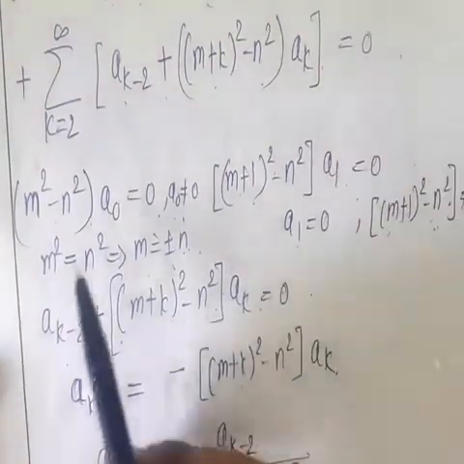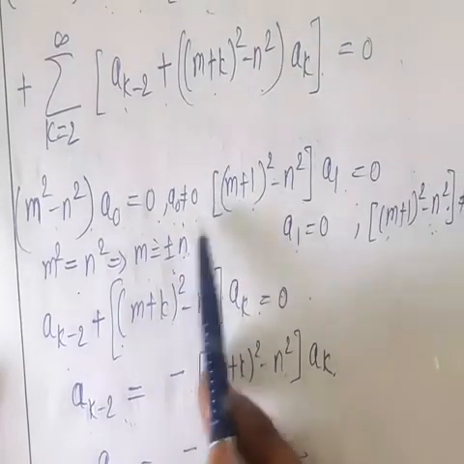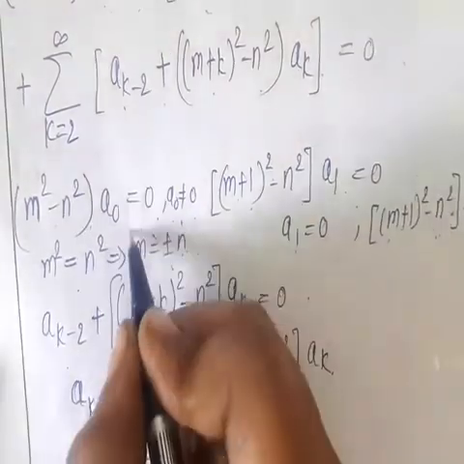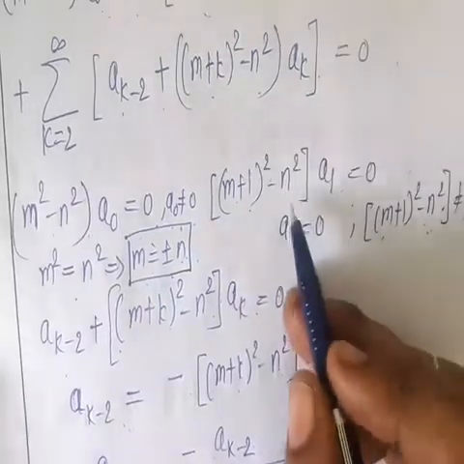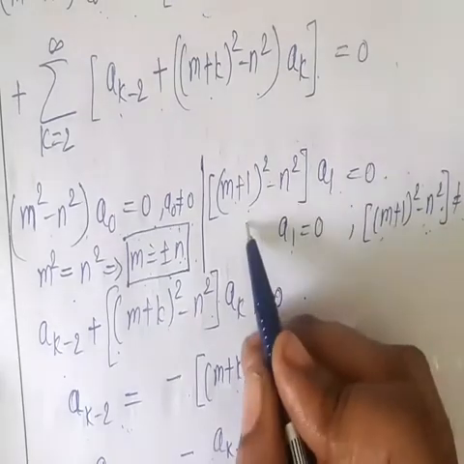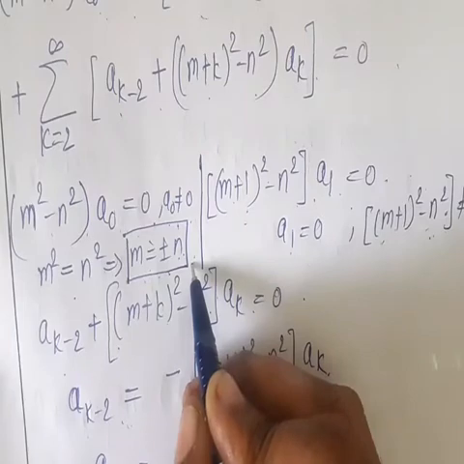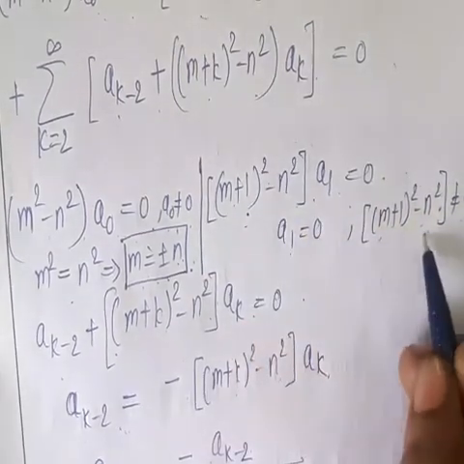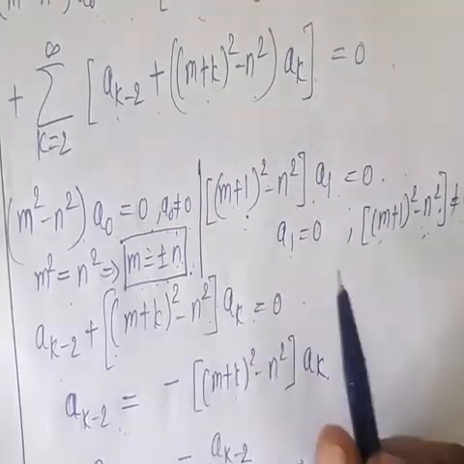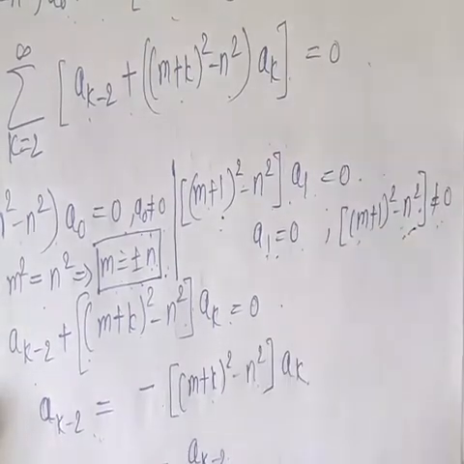Now if the first term is equal to 0, we know that a0 is not equal to 0. If a0 is not equal to 0, m square is equal to n square. So m values are m is equal to plus minus n. Second term is also equal to 0. This second bracket cannot be 0 because we have only one indicial equation in terms of m. If the second equation gave other m values, then we would have a total of 4 roots, which is not possible for a second order differential equation. So that's why this bracket cannot be 0, only the a1 value becomes 0.